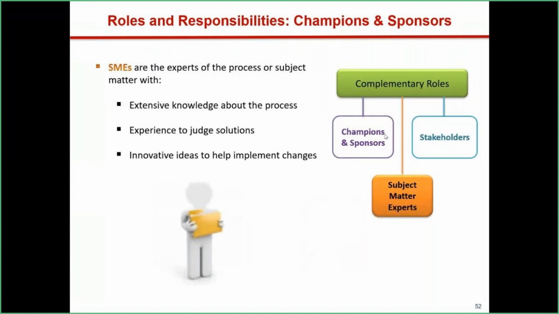SMEs are the experts of the process or subject matter. Someone who has been working in that department or process for a long time is simply a subject matter expert. They have extensive knowledge about the process. They are the ones who will tell you what process is being followed on the ground as compared to what is documented. They have the experience to judge solutions and have innovative ideas to help implement changes because they have been working in that area for a long time. So they have far better ideas as compared to a green belt or a black belt who is working on the project.